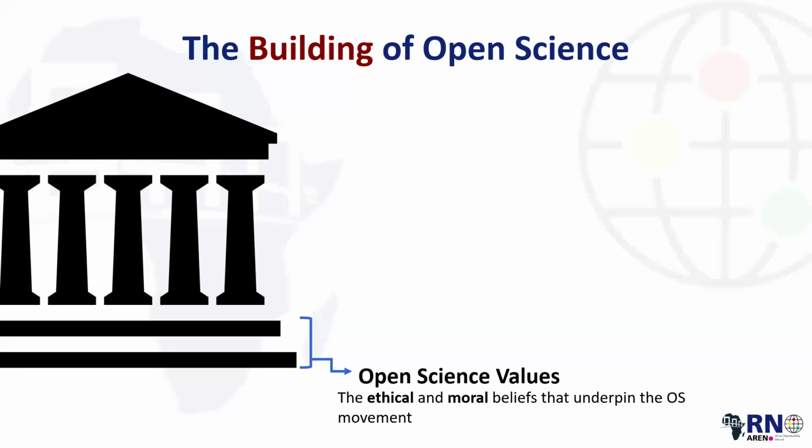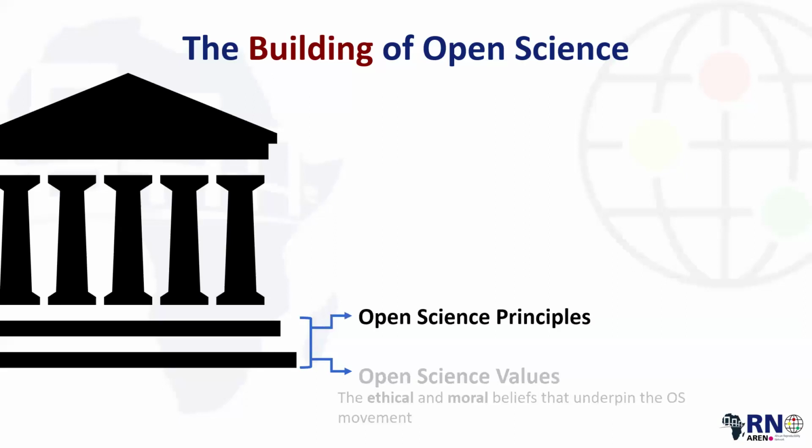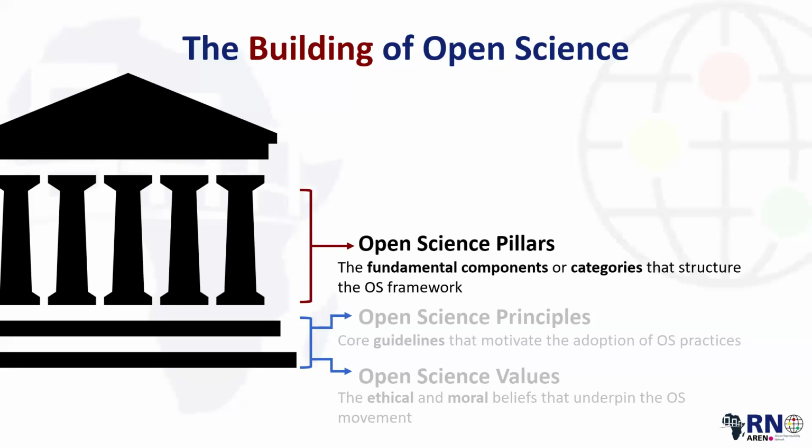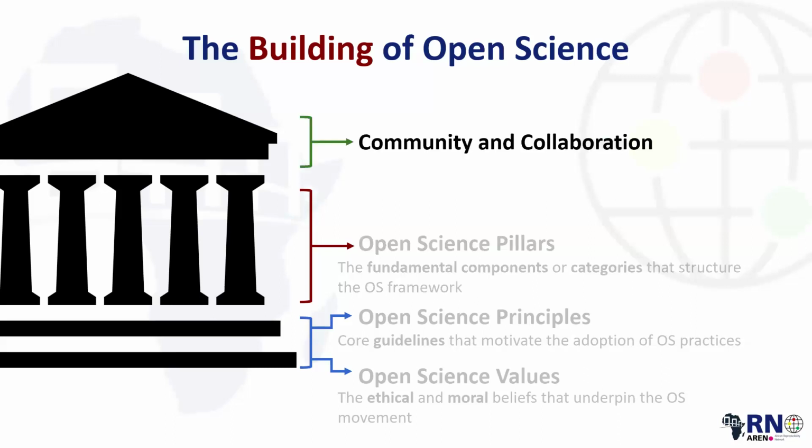Also, in the basement of this building, we have the open science principles, and these are the guidelines that motivate the adoption of open science practices. And then we have the pillars that make this building. These open science pillars are the fundamental components and categories that structure the open science framework. And finally, we have our roof. This roof is the community and collaboration that foster the adoption of open science.